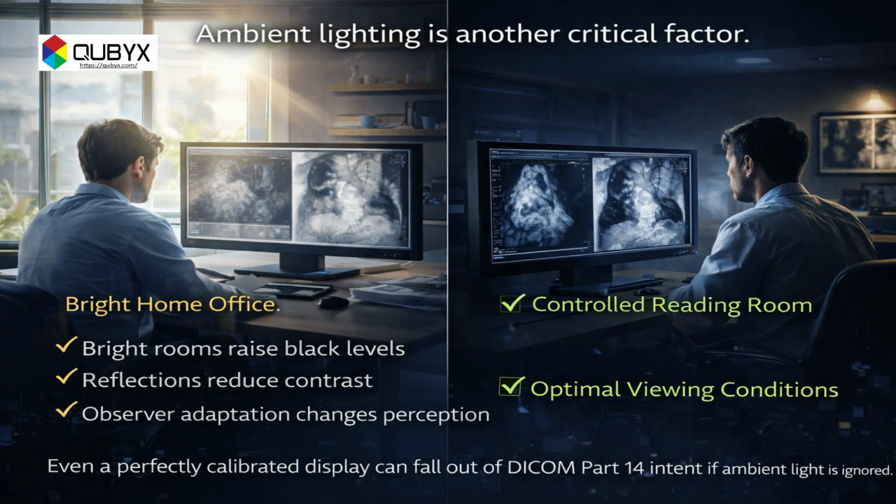Ambient lighting is another critical factor. Bright rooms raise black levels. Reflections reduce contrast. Observer adaptation changes perception. Even a perfectly calibrated display can fall out of DICOM Part 14 intent if ambient light is ignored. Remote workstations must account for lighting conditions to preserve grayscale accuracy.